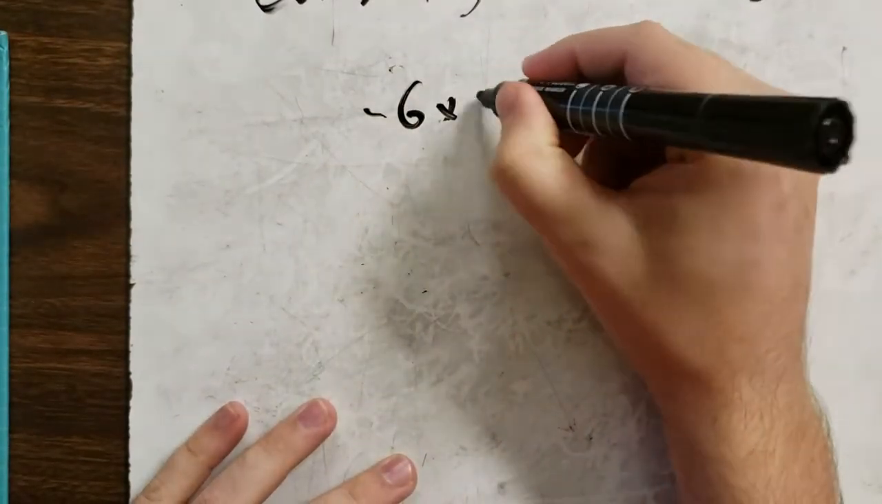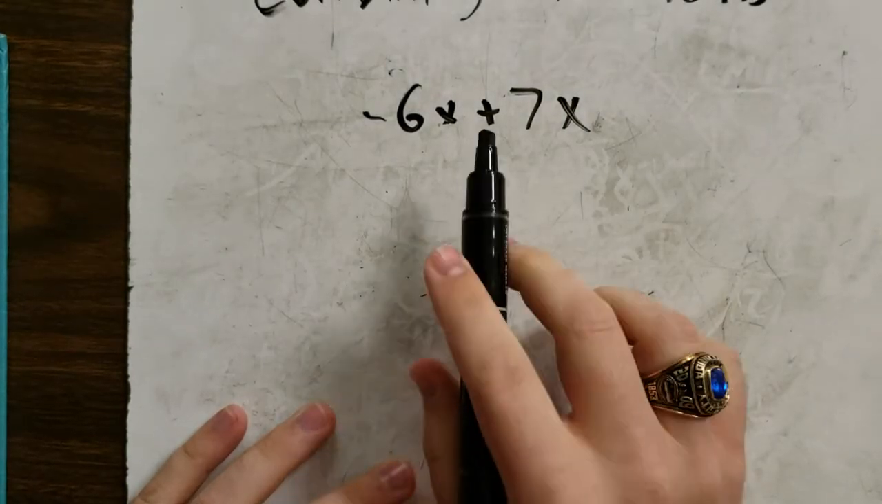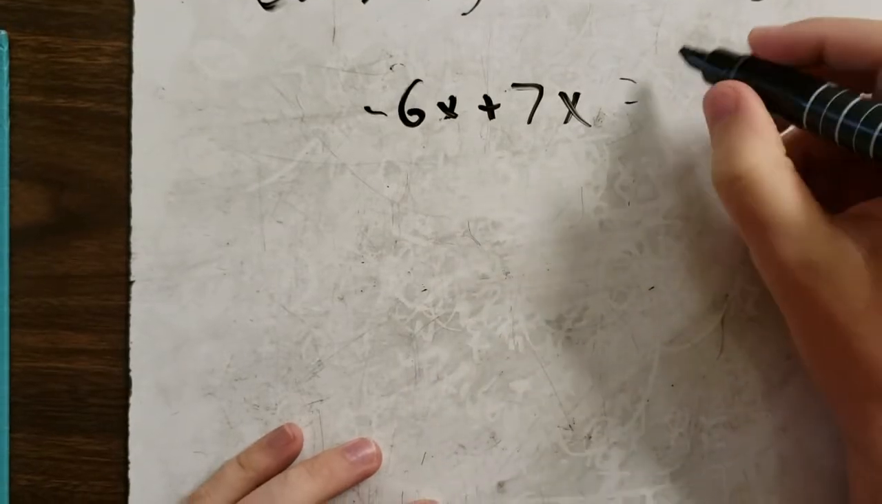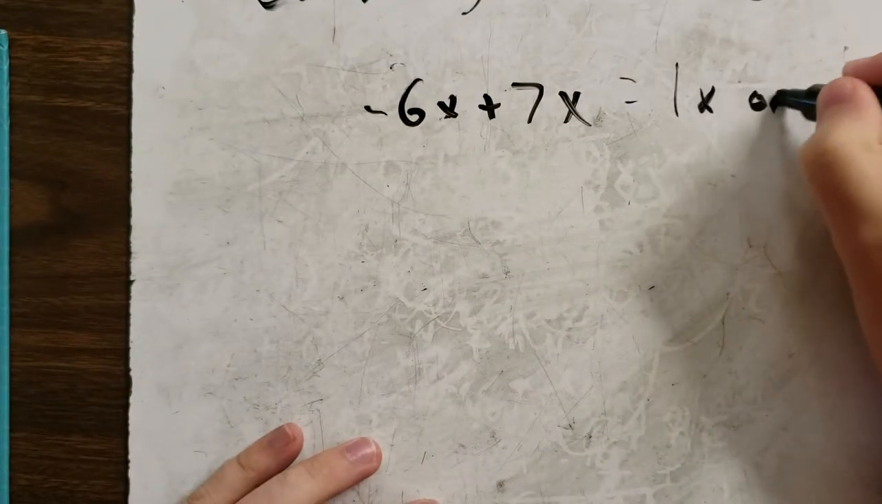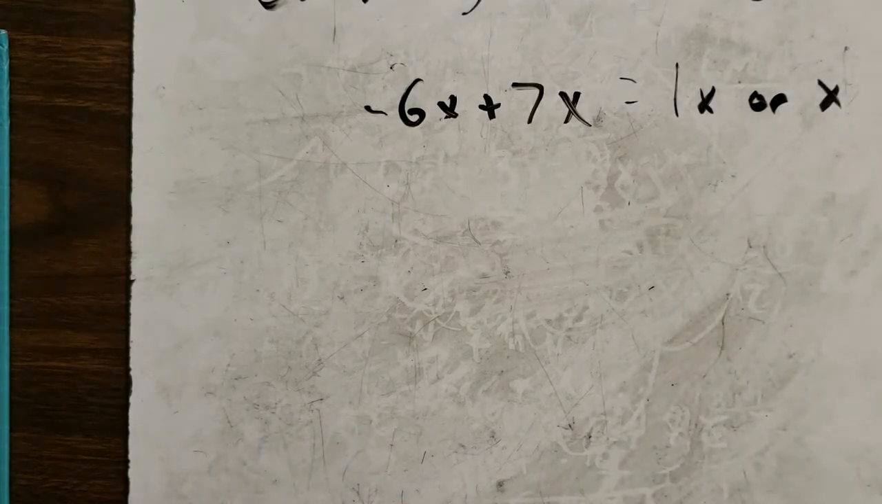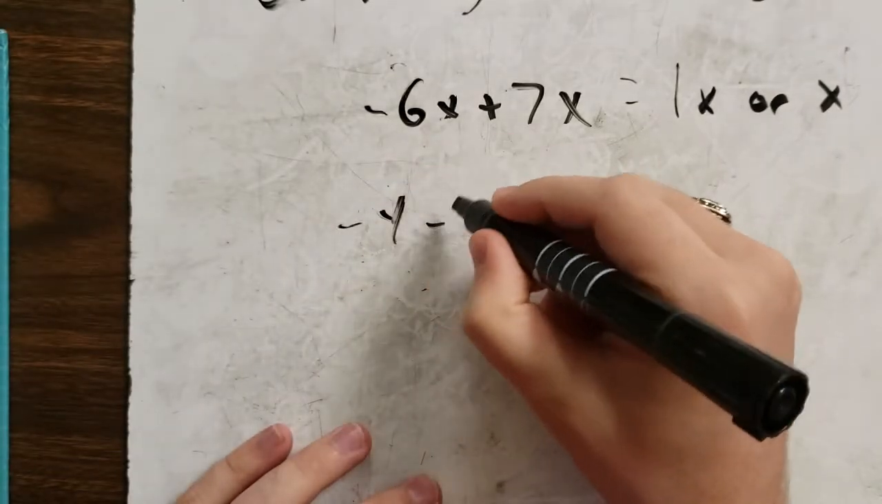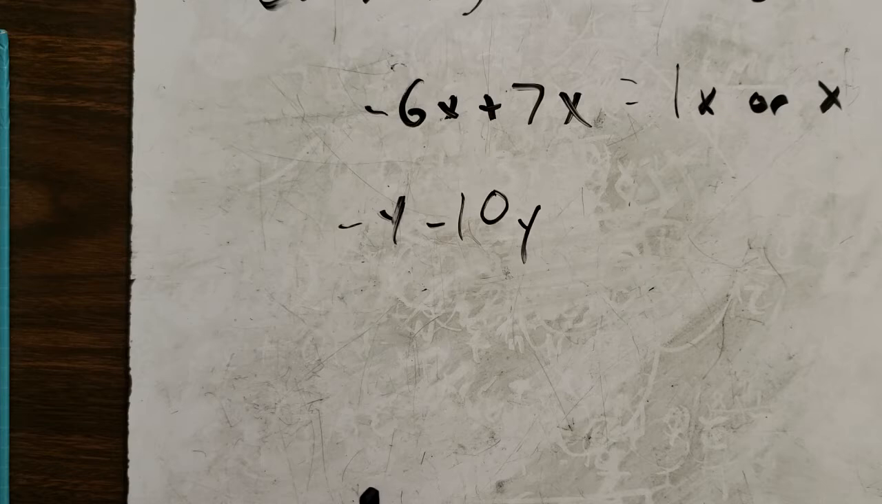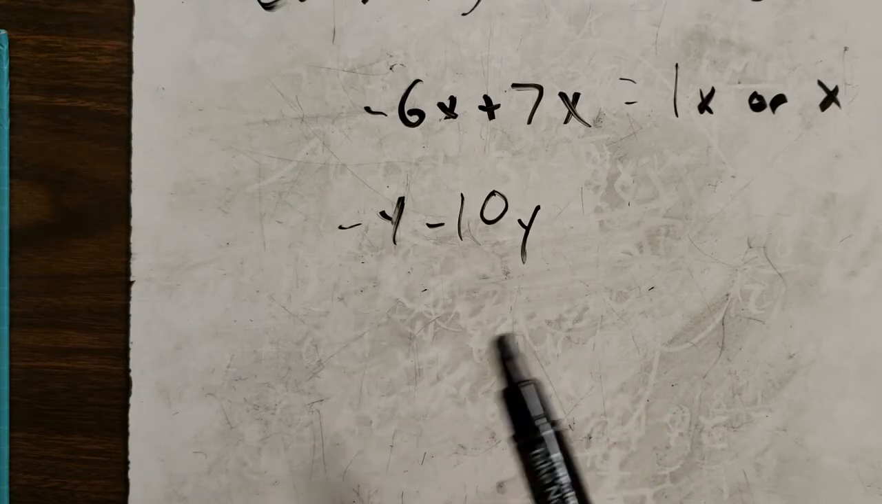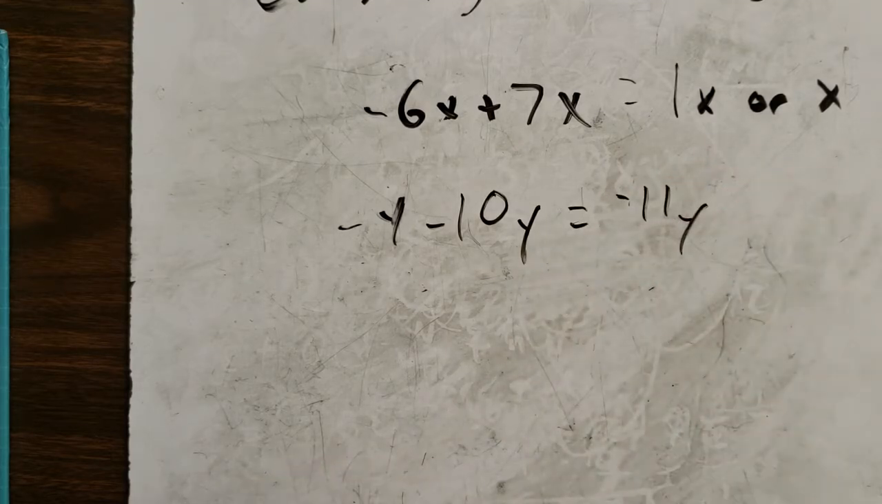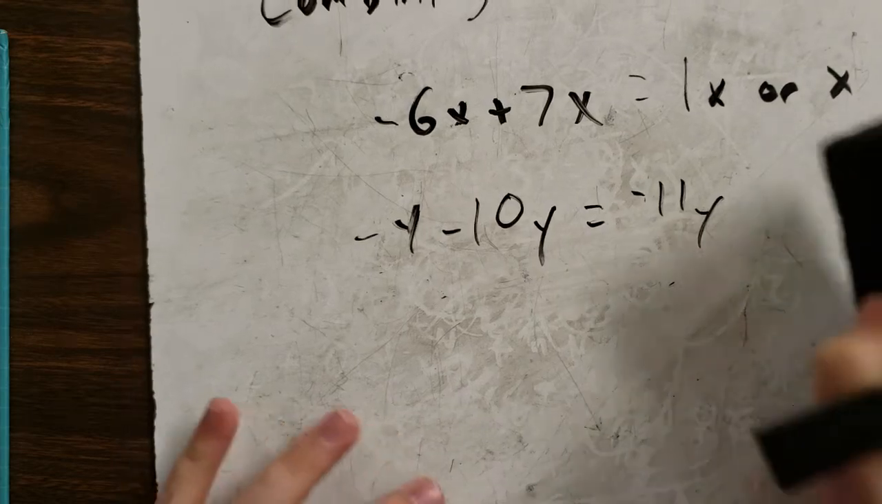So let's try another example. Negative 6x plus 7x. They both have x's attached to them. Yes, we can combine them. We know that negative 6x plus 7x equals 1x, or just x. Very simple. Negative y minus 10y. They both have a y attached to them. We can do this problem. Negative y minus 10y equals negative 11y. Okay? Very simple concept. Let's add a little more fun to it.